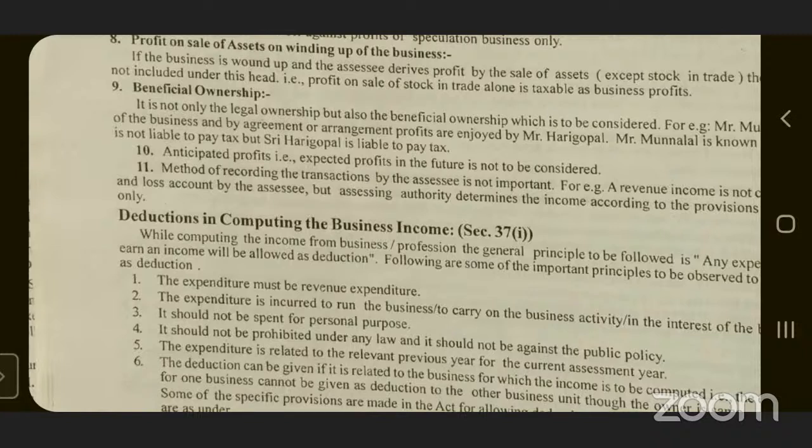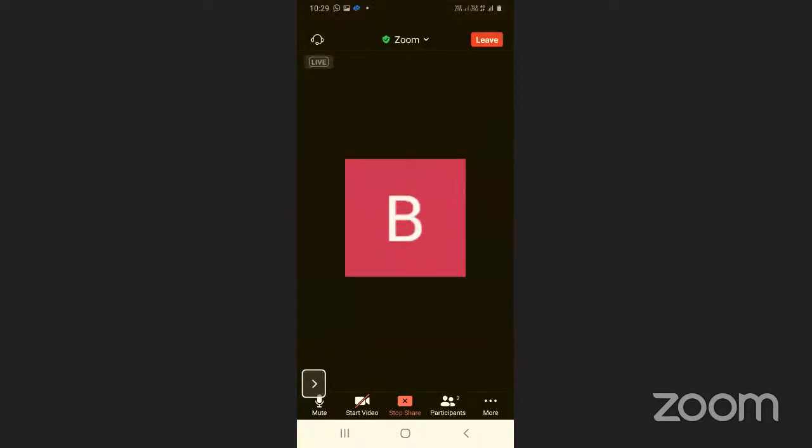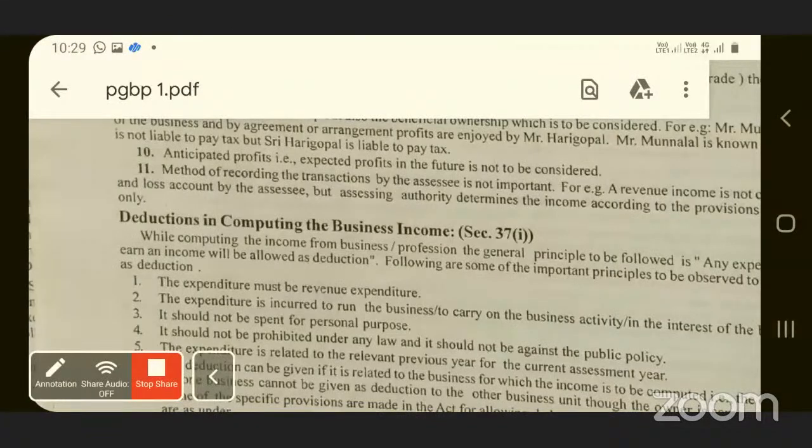So in order to deduct such types of expenditures, what is the provision under the Income Tax Act? Let us see. So deductions in computing the business income, that has been specified in section 37, subsection 1. So deductions in computing the business income.